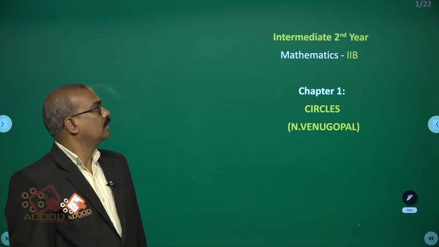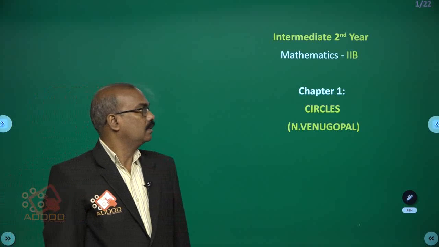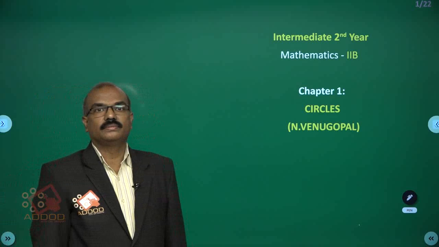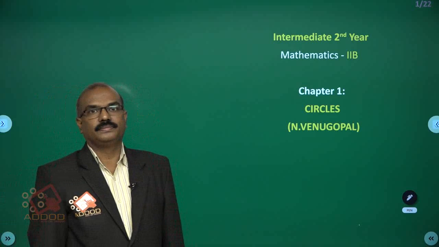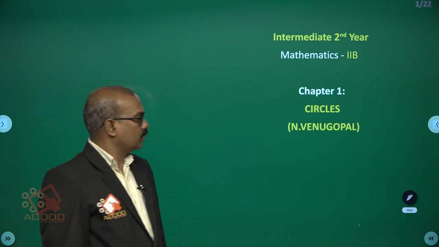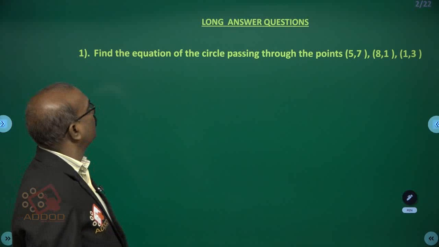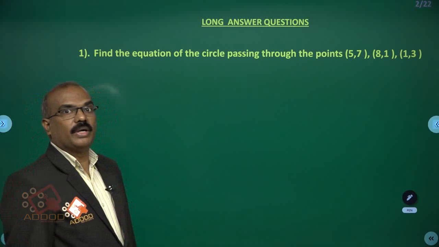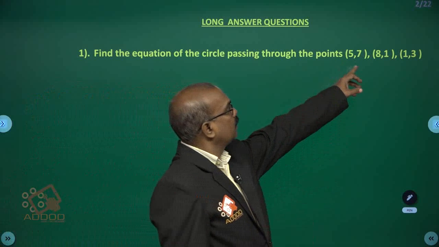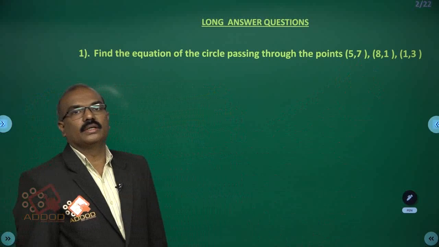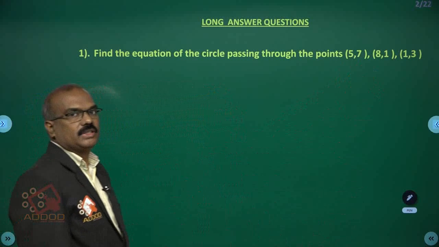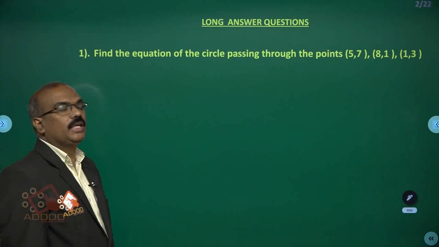Okay, hi friends. We are going to discuss the circles chapter, which belongs to the intermediate mathematics 2B. In the first question, find the equation of the circle passing through the points (5, 7), (8, 1) and (1, 3). Now let me write the standard form of the equation.